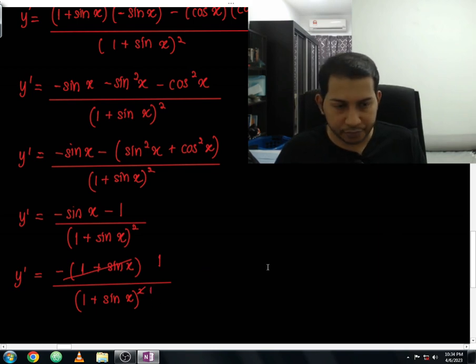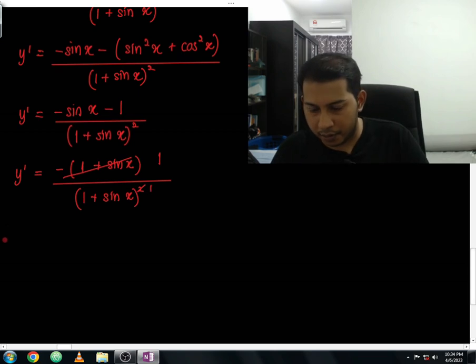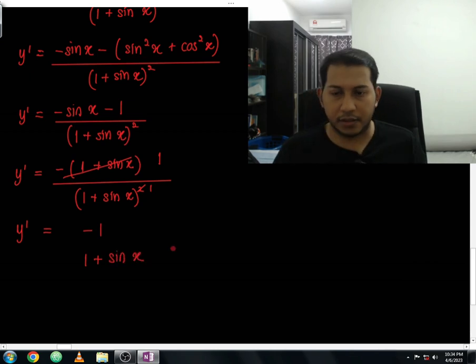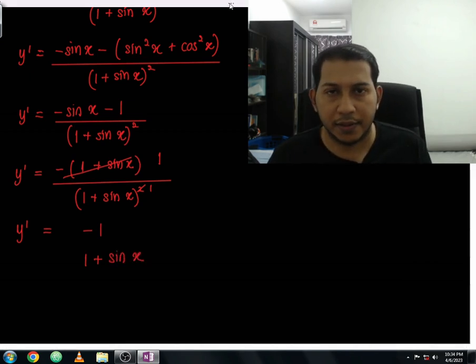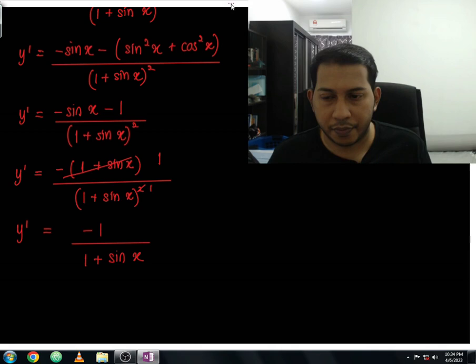Okay, so from here, we are very close to our final answer. So from here your y prime will be equals to negative 1, and then you divide with 1 plus sine x. So this is your final answer for example 4. Okay, let me underline the solution as well.